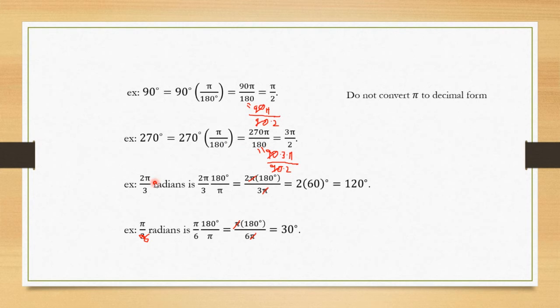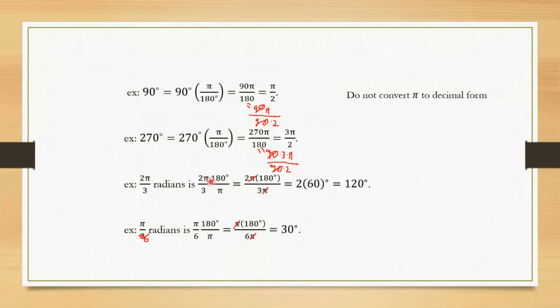Down here we're in radians, although I guess I didn't have to write radians here, but that's okay. If you write down radians after your angle, I'm not going to take points off. I wouldn't do that. So here, 2 pi over 3 radians, we want to write that in degrees. I'm going to multiply by 180 degrees over pi.